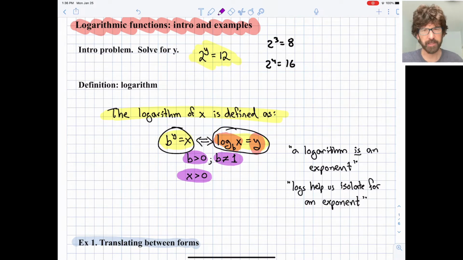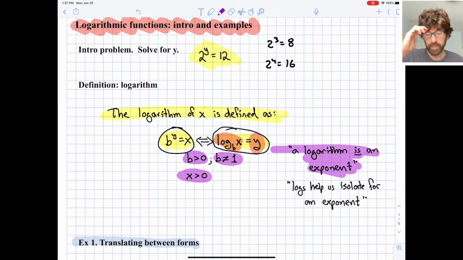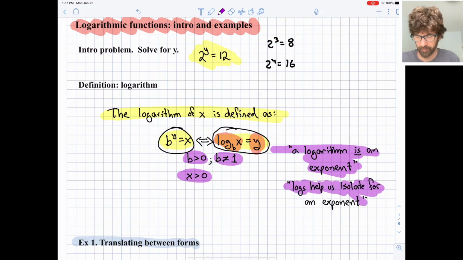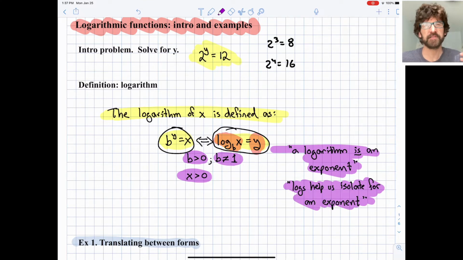A couple things that I like to think of, just to help me remember how we do that rearrangement, what logarithms are, is I try to remind myself that a logarithm is an exponent. So when we do the logarithm base b of x, it's equal to y, and y was the exponent in that other equation. And I also try to recall that logs help us isolate for an exponent. So when we have the log of something, that's equal to an exponent.